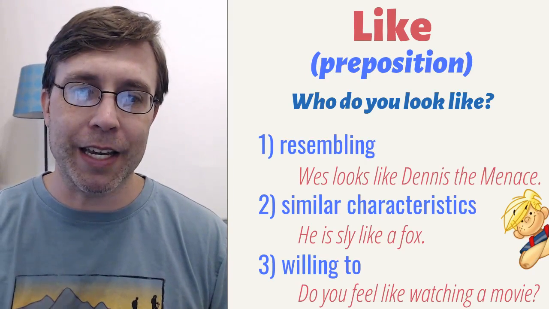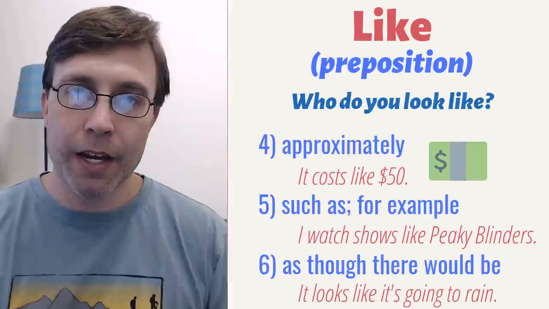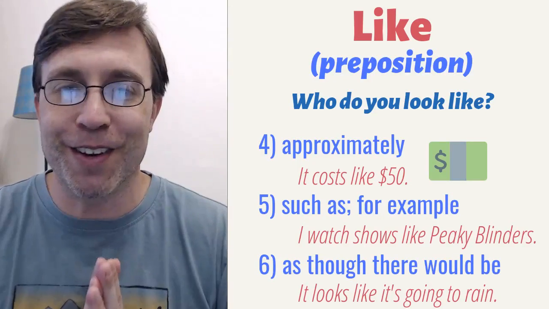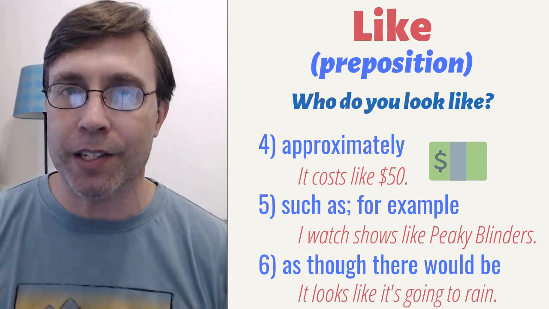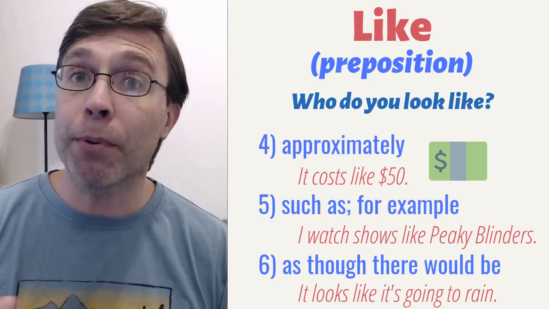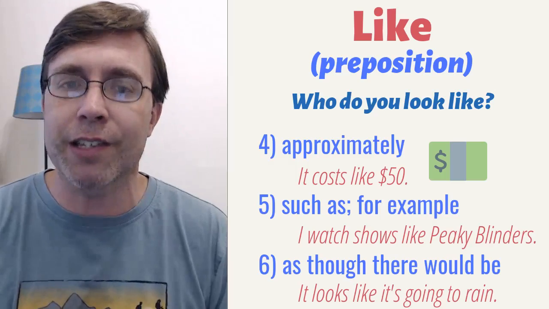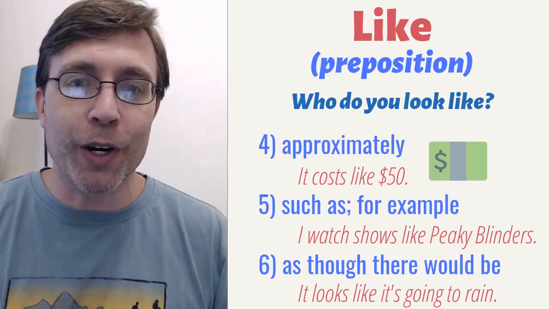So let's see. This is great use for prepositions, all right? There are 4 other ones, all right? So you can also use it as a preposition if you're talking about approximately something, and say, well, it costs like $50, all right? Approximately $50. It costs like that much. You can use it to say like such as, or for example.